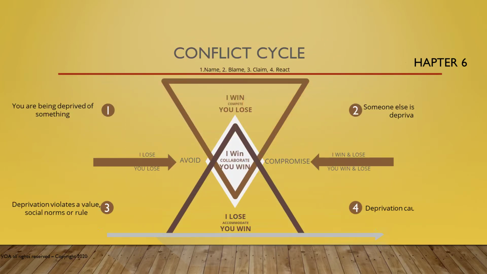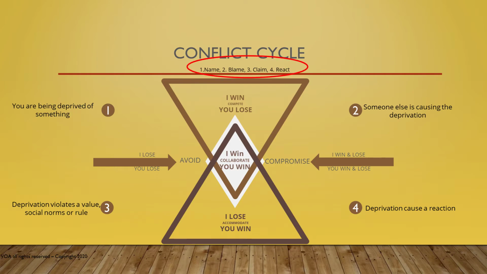Usually, when conflict occurs, it is either due to personality differences, religious beliefs, ego, or laziness. Here, I will walk you through the conflict cycle and its origins. It is very important to identify the name of the conflict, the blame associated with it, the claim behind the conflict, and the reaction. For any conflict to arise, someone is usually being deprived of something, and most of the time, another person is causing that deprivation.